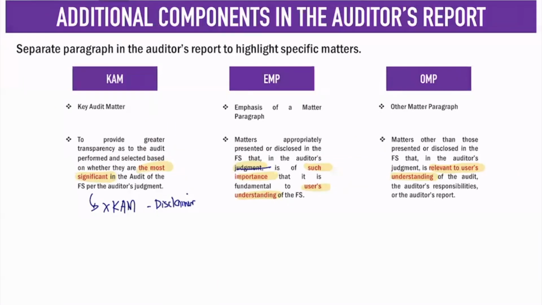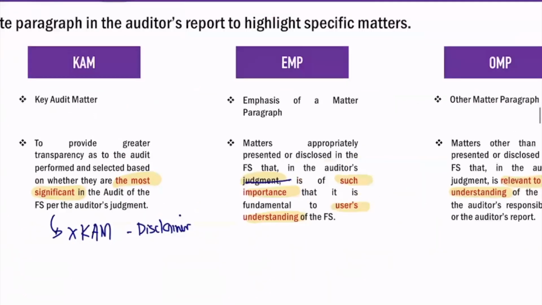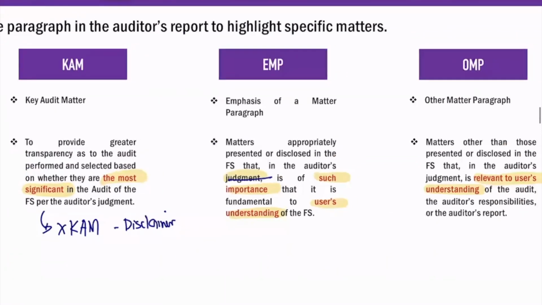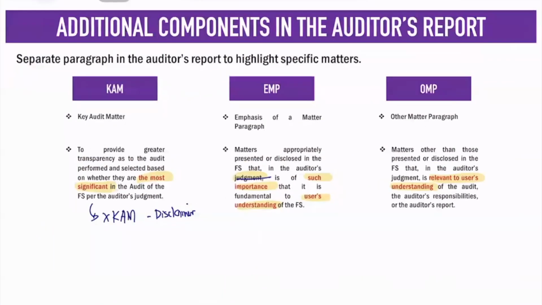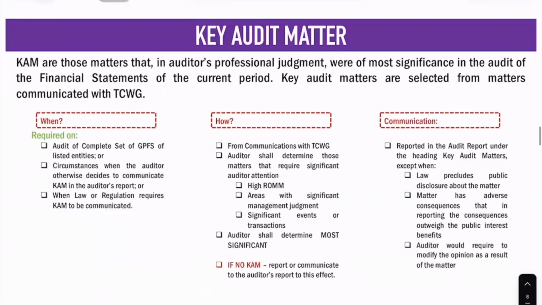And what matters are highlighted under key audit matter? The most significant. How about in an emphasis of a matter? What does it highlight? Anything that is such considered as important in the understanding of the user over the FS. And in your other matter paragraph, only items relevant to users' understanding. So let's start first with a key audit matter paragraph.